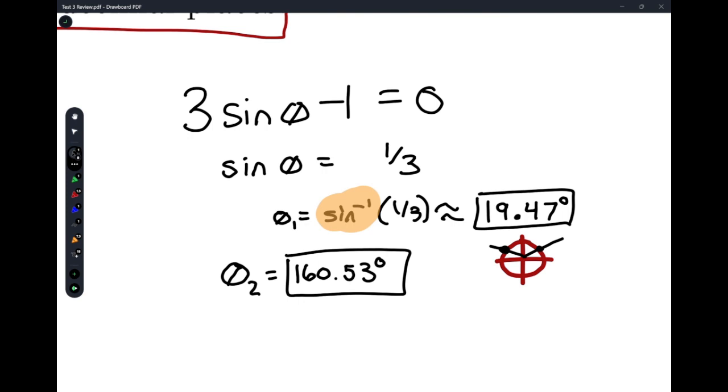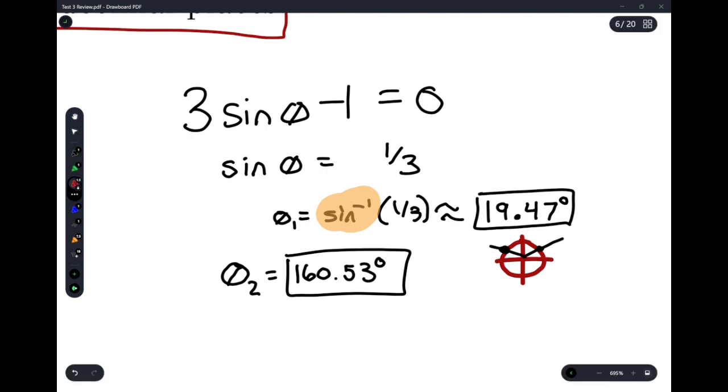But we need to do the exact same thing for that second answer just to see. 3 times sine of 160.53. Close that parenthesis up. Subtract 1. Enter. Same exact answer. It looks exactly the same because that sine is exactly the same. So you're gonna subtract 180. That's how we got it, yes.